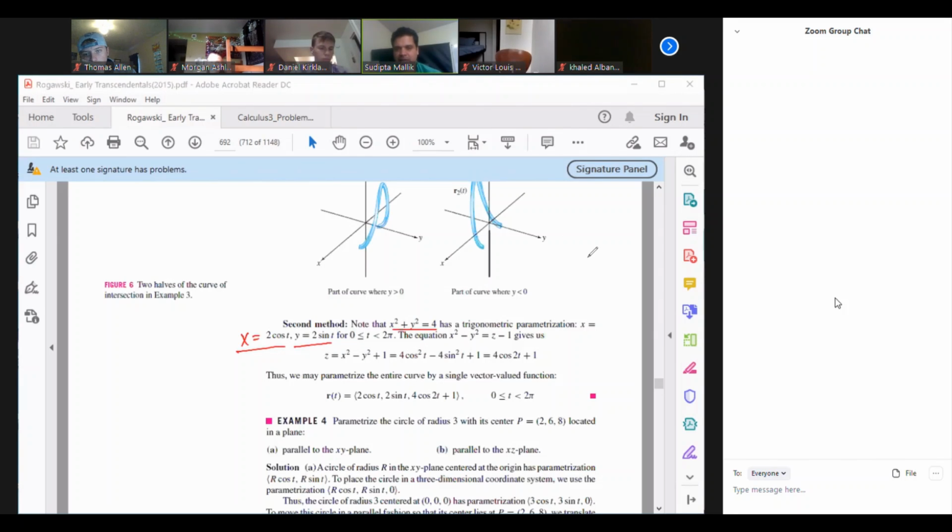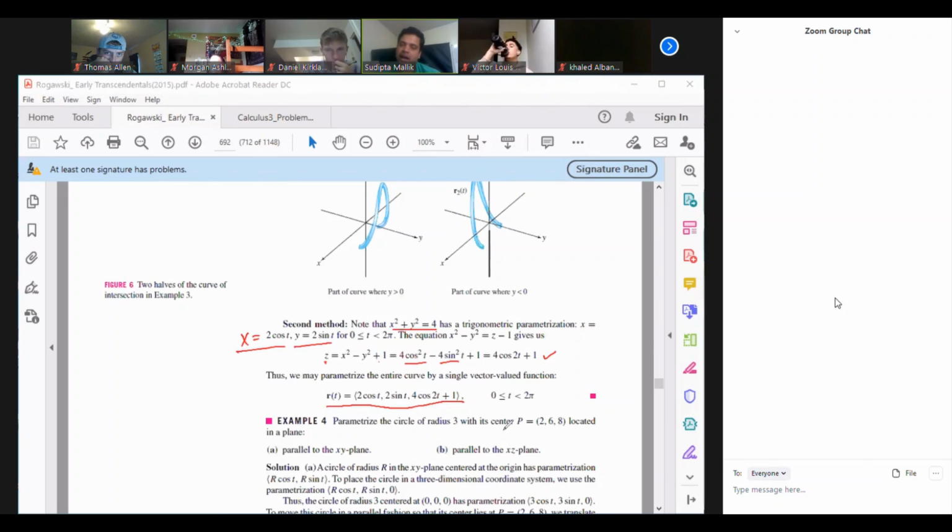Okay, but now from the second equation, you can write z in terms of x and y. So you plug in x equals 2 cosine t, y equals 2 sine t, and use the trigonometric identity cosine squared minus sine squared is cosine 2t. So it becomes this. This is a better way of doing it because we don't have to write two parts of the curve. This is a single part.